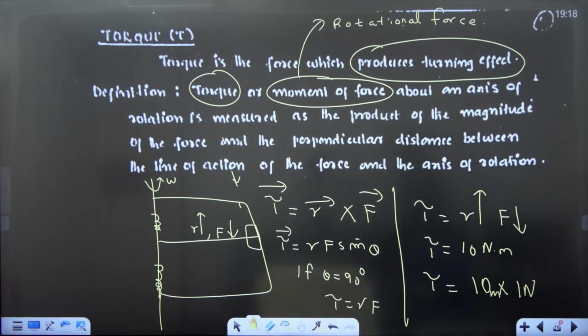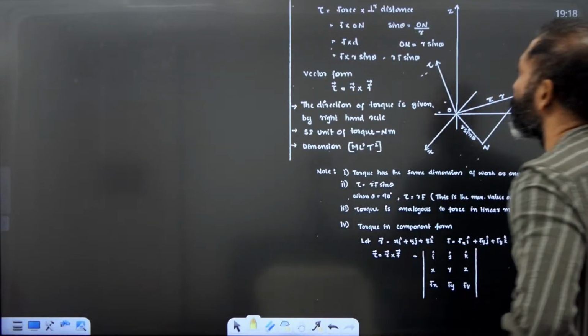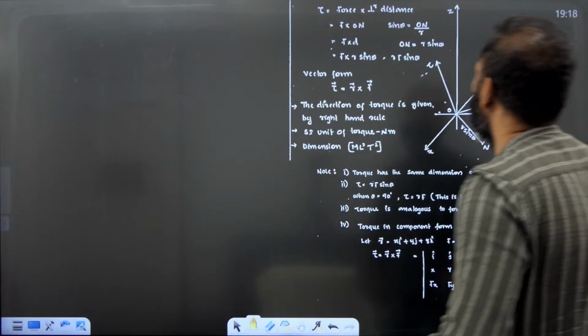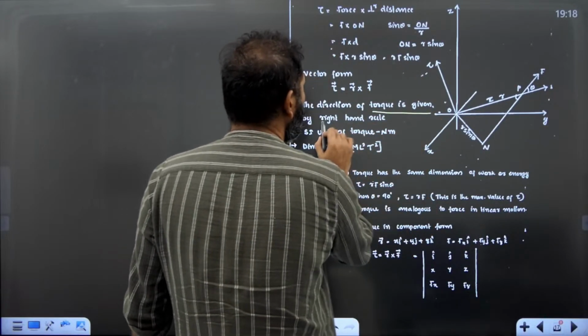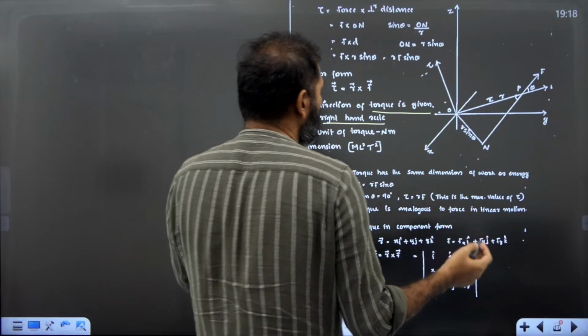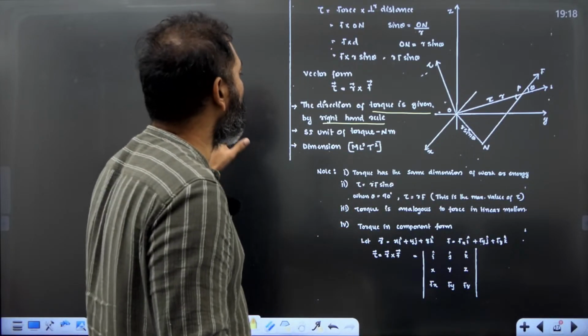Done, right? So torque is also done. So let's continue. Torque equal to force into perpendicular distance, that we have covered. Direction of torque is given by right hand rule. It is not new, because we know all the cross product direction is given by right hand rule.